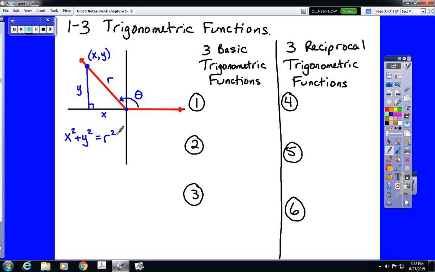So we have 6 trig functions that we should have learned somewhere in geometry or algebra. The 3 basic trigonometric functions are the sine, which is actually spelled S-I-N-E but is abbreviated S-I-N, the cosine, abbreviated C-O-S, but is spelled co and then sine, S-I-N-E, and the tangent.